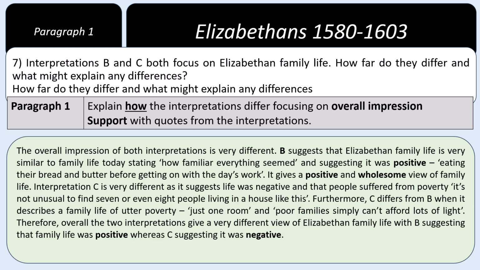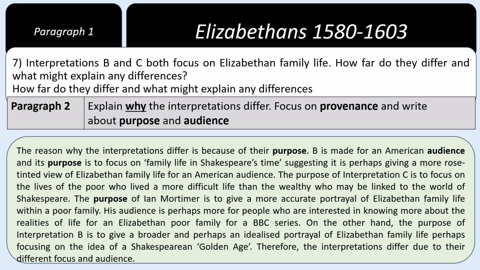Furthermore, C differs from B when it describes a family life of utter poverty, just one room, and poor families simply can't afford lots of light. Therefore, overall, the two interpretations give a very different view of Elizabethan family life, with B suggesting that family life was positive, whereas C suggests it was negative. So we're just looking at an example answer for why the interpretations differ.